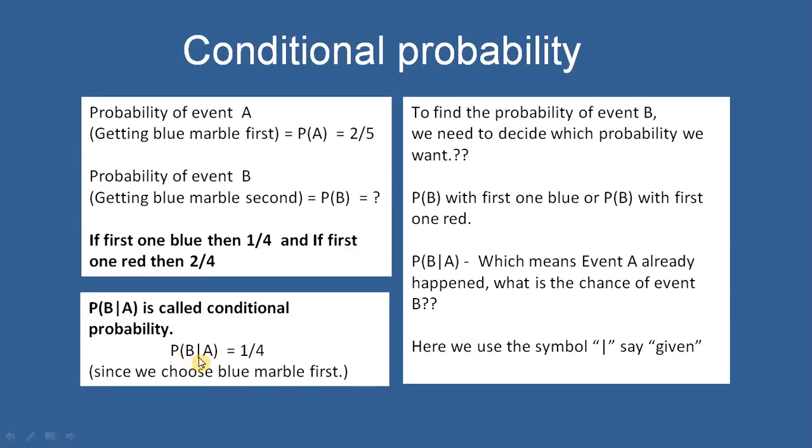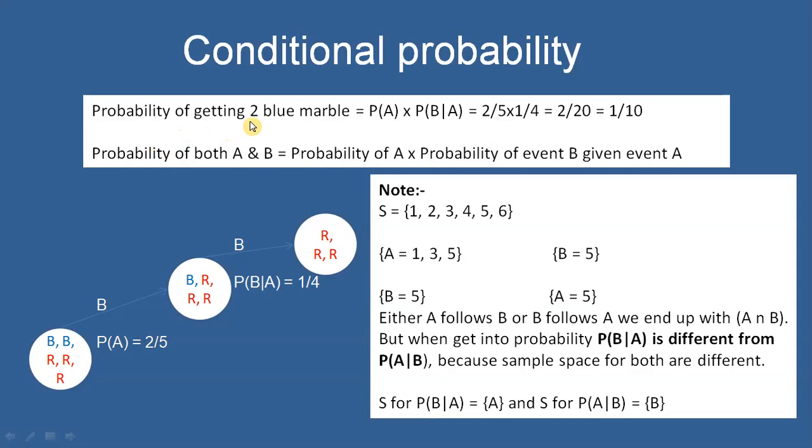So P of B given A equals 1 by 4, because I am choosing the blue marble first. So the probability of getting 2 blue marbles equals P of A into P of B given A, and we are getting 1 by 10, which we already calculated. Now we understand that the probability of both A and B equals the probability of A into the probability of B given A.